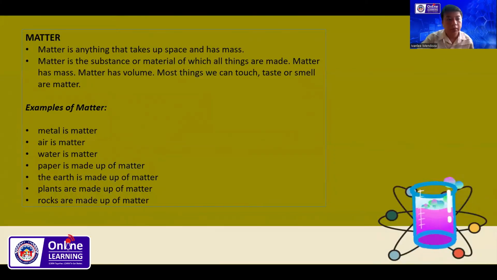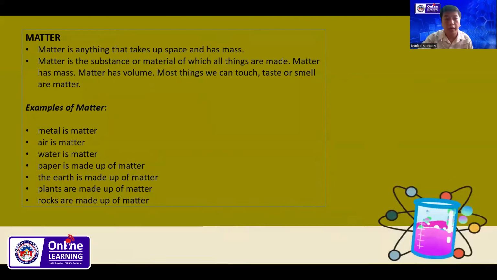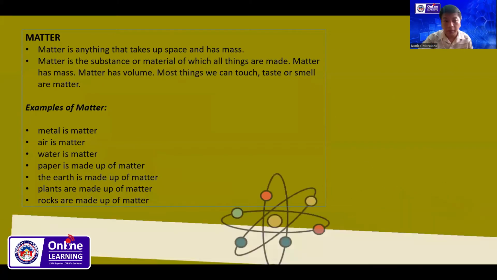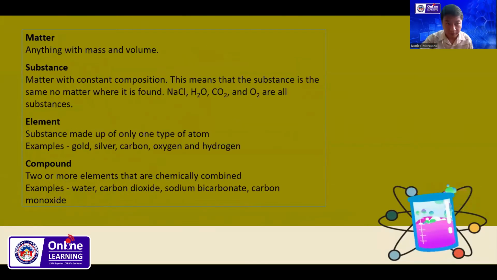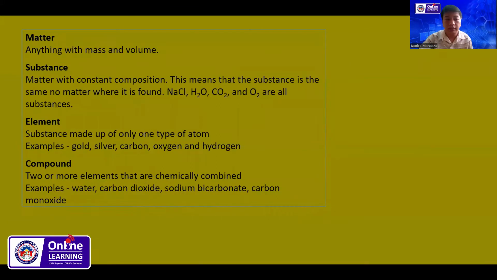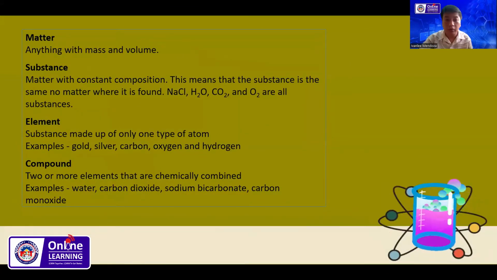Okay, now we have here some examples of matter. So we have metal, air, water, paper, earth, plants, rocks, and so on. So those are some examples of matter. Now, another, so again, matter is anything with mass and volume. And also we have substance, so matter with constant composition. This means that the substance is the same no matter where it is found. Example is NaCl, H2O, CO2, and O2 are all substances.